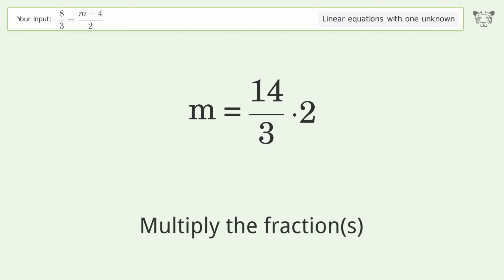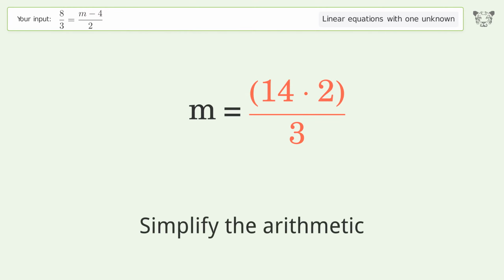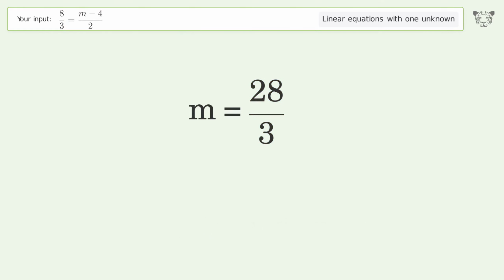Multiply the fractions. Simplify the arithmetic. And so the final result is m equals 28/3.